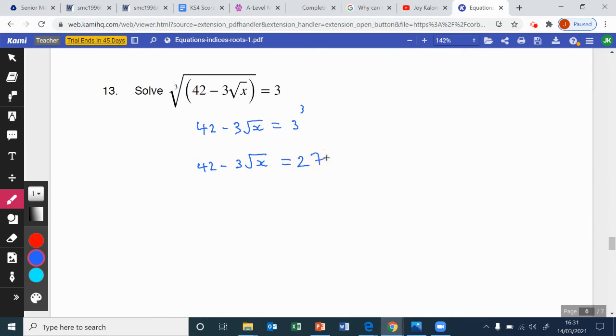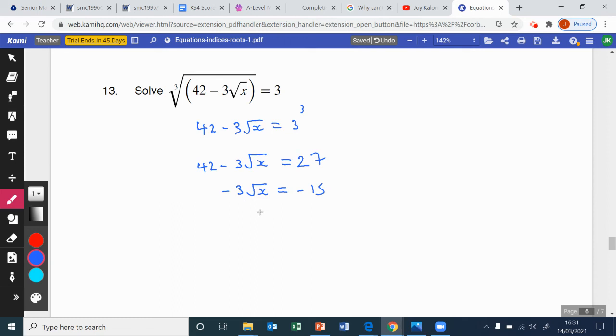3 cubed is not 9, guys. I've heard too many people say that one. Okay, and then we can take away 42 from both sides. So we have minus 3 root x is going to be equal to minus 15. Let me just do a little sanity check, please. Calculator, 27 take away 42. Yes, I did just do that with my calculator.